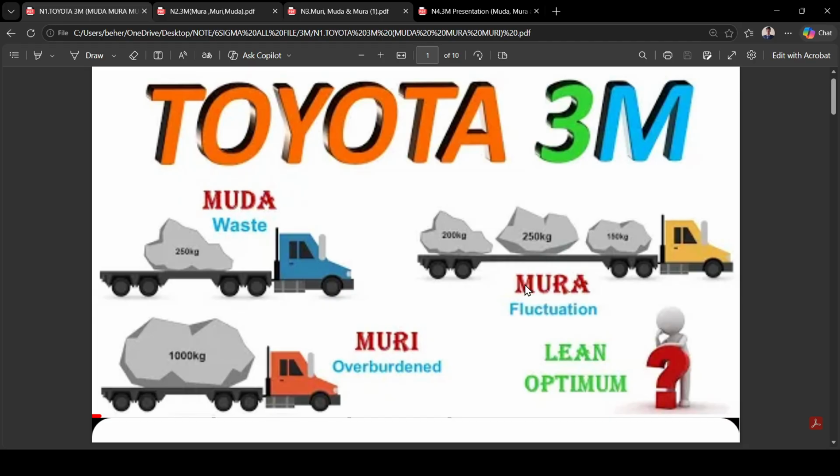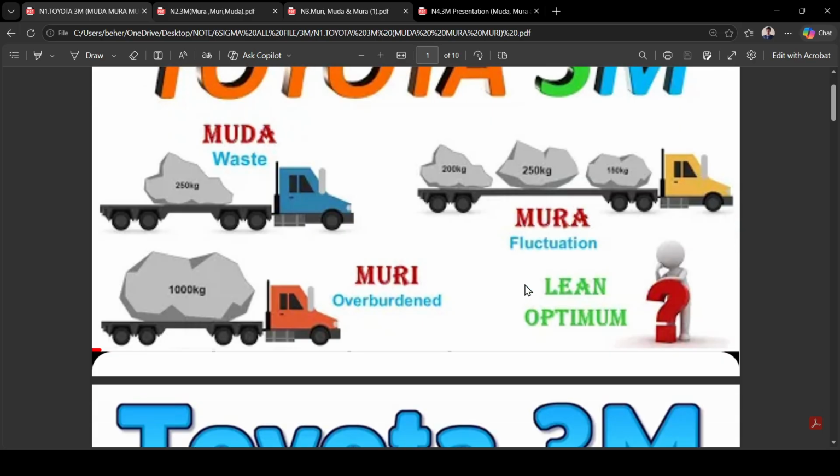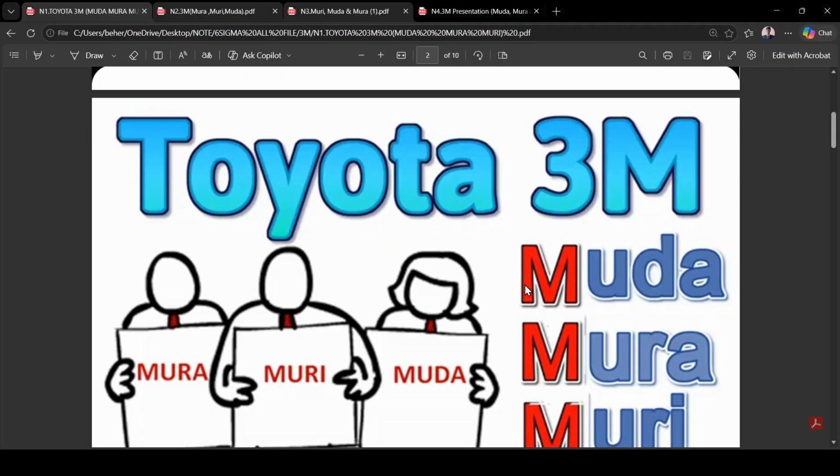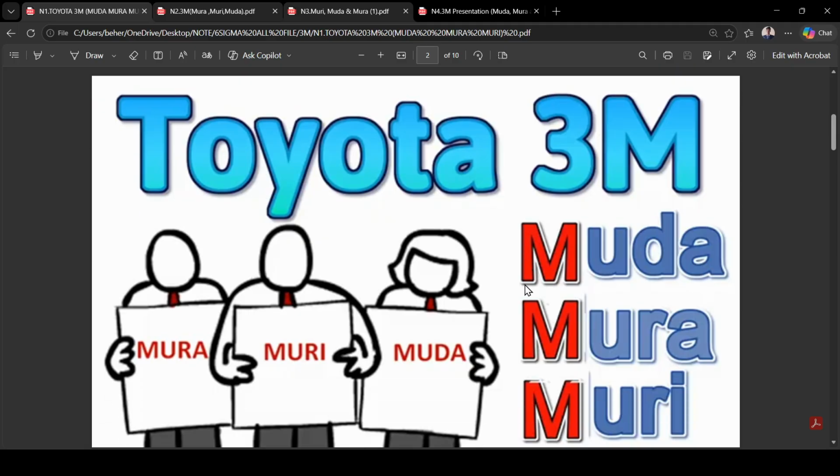One more type: there are three types of Muda. Achieving waste reduction in the production system, that is 3M. So that is a new topic. One by one I will explain everything, and I will divide it into four PDFs.